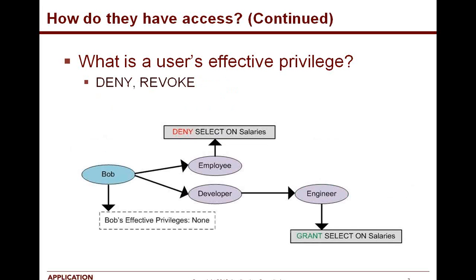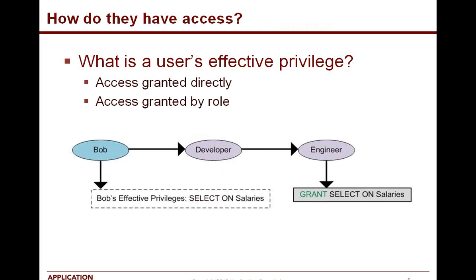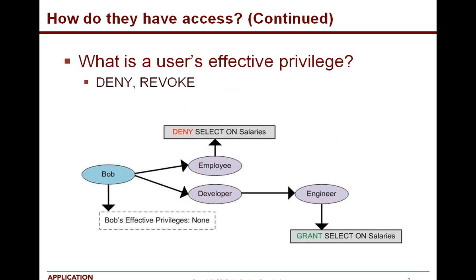He doesn't have it, even though we thought we gave it to him via this particular path, Bob, developer, engineer, grant select on salaries. We have that same path here, but now he's given another role which gives him a deny on that salary table, and now he has effective privileges of none. So you have to really think about that, understanding that different roles can give different privileges, and how they cancel each other out is a hard thing to really manage and understand.